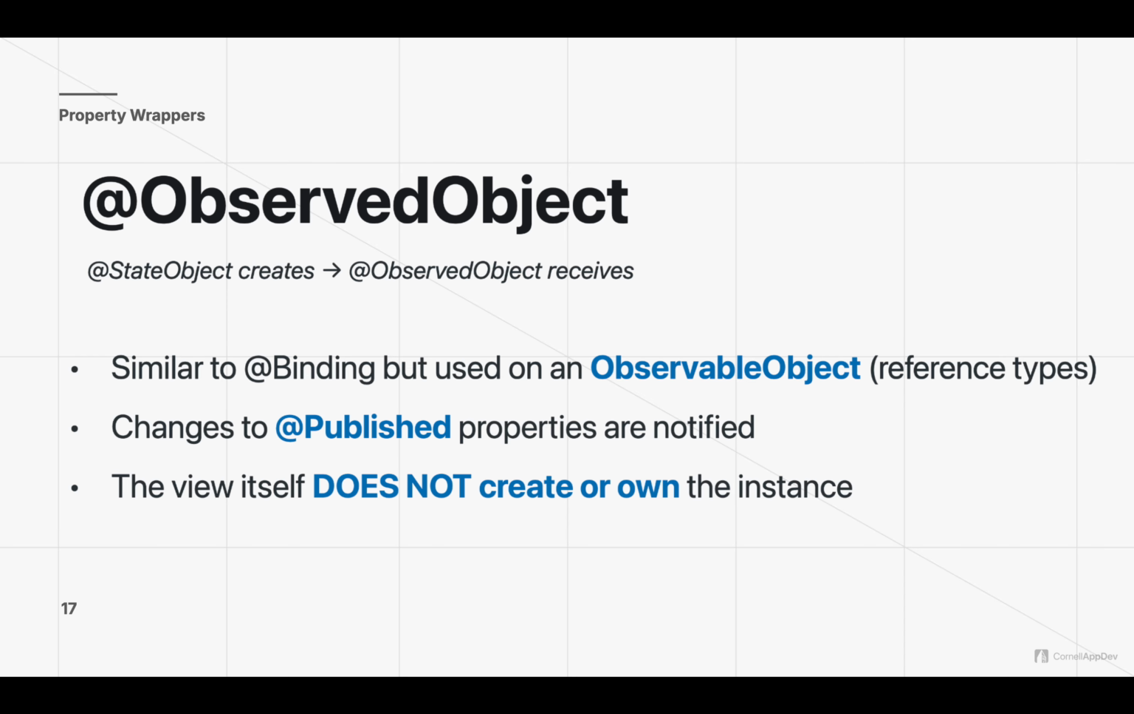We use an observed object. So this is literally just @Binding, but for observable objects. It's for class reference types. And of course, it also changes to @Published properties. And the view itself does not create or own the instance.